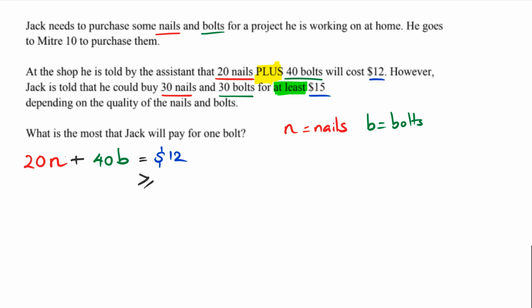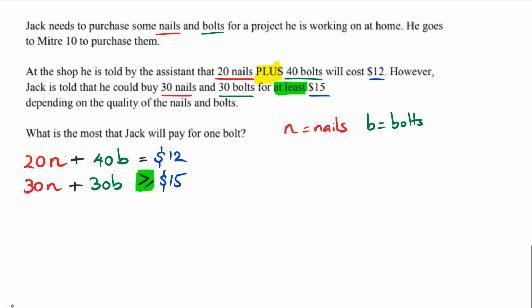And of course, we've got everything that we need. We've got 30 nails plus 30 bolts, and that's greater than or equal to $15. Hopefully you guys can see that at least basically means this symbol here.